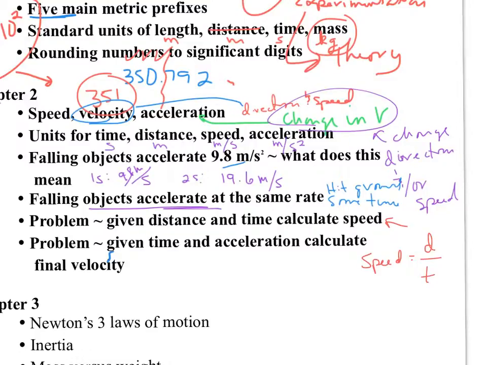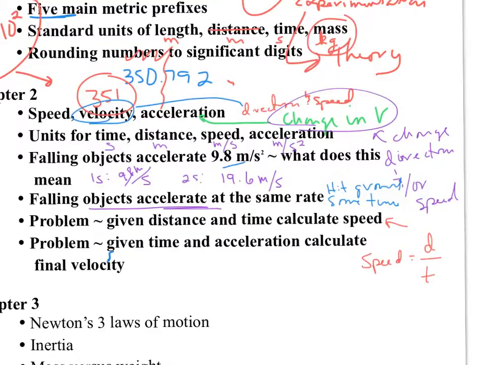Okay, so that looks pretty good. The next one, given time and acceleration, calculate final velocity. Now, we just did it up there a minute ago when you drop an object. We said after 2 seconds, it's going to be going 19.6 meters per second. And I can't remember what that one looks like.